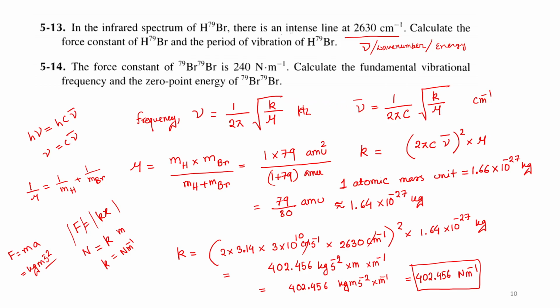So let us solve the next question, 5.14, which is of the same order. The force constant is given now. You need to calculate the fundamental vibration frequency and the zero point energy. Now this is not HBr, which is 79. Here it is Br 79, Br 79. So mu is changed.